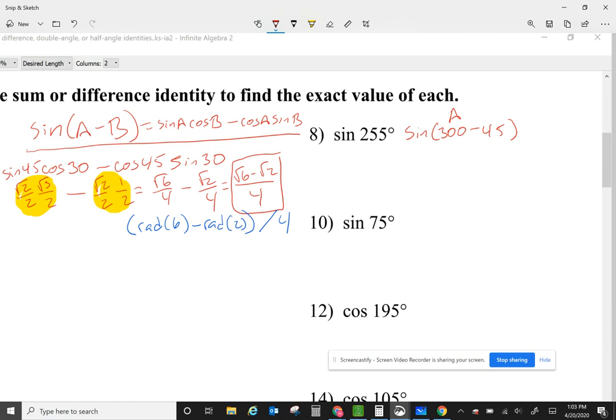So that means 300 is my A, 45 is my B. So I need to do this as sine of A cosine of B minus cosine of A sine of B. I'm just using the formula that I gave you guys. Sine of A, sine of 300, or as a matter of fact, let me replace this with numbers. So I have this as sine of 300 times cosine of 45 minus cosine of 300 times sine of 45.